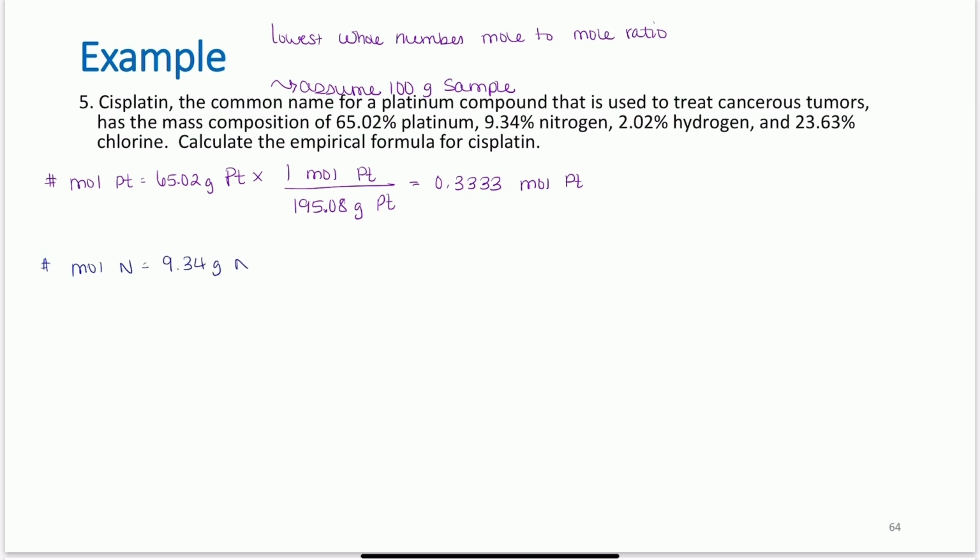9.34 grams of nitrogen, because 9.34% converts to grams. Convert that to moles of nitrogen. 1 mole of nitrogen is 14.01 grams of nitrogen.